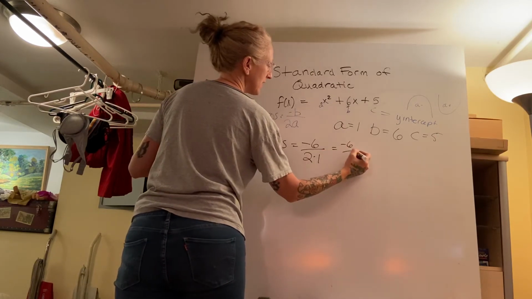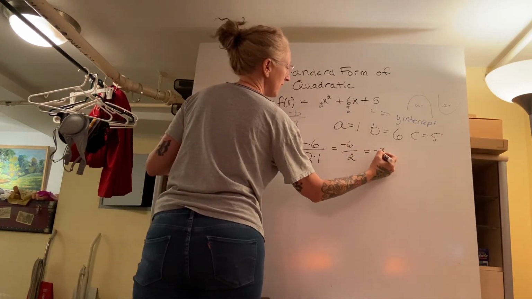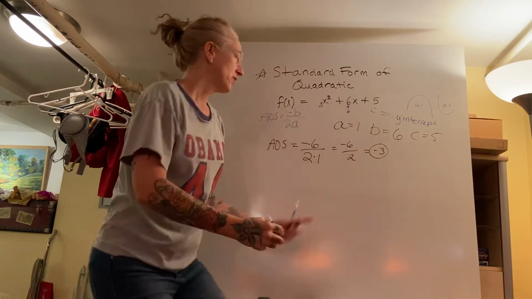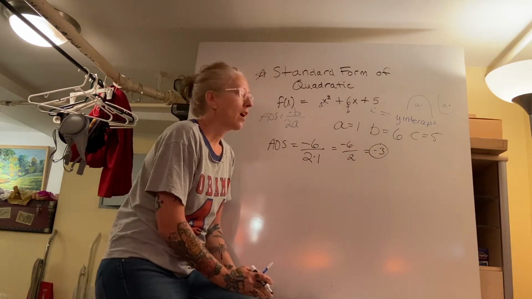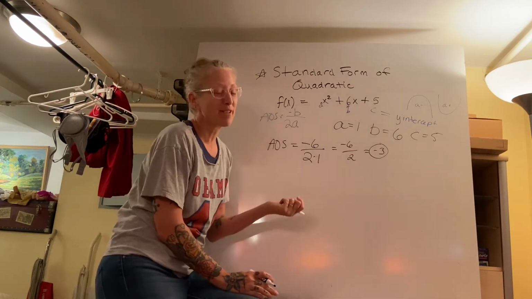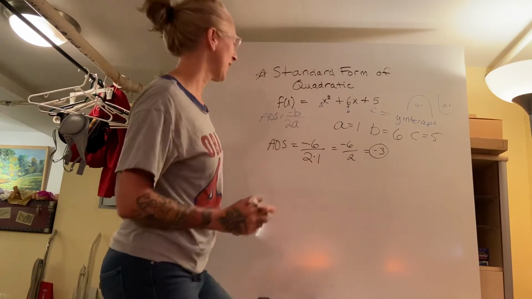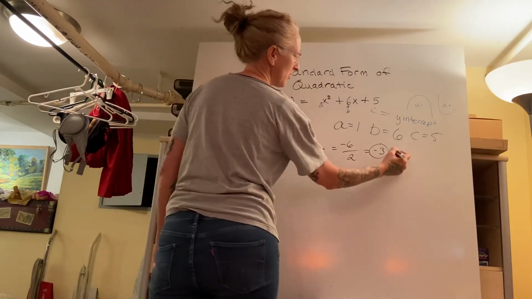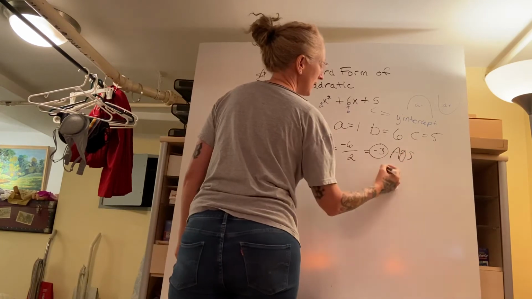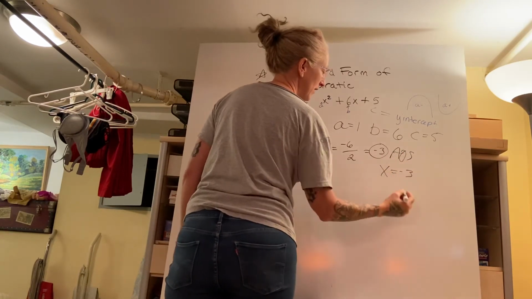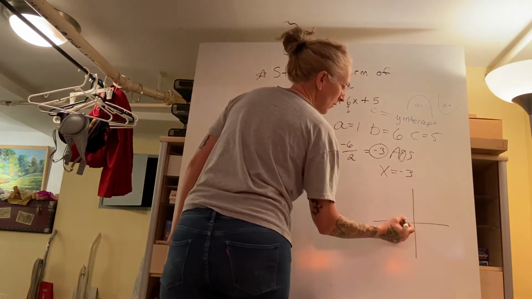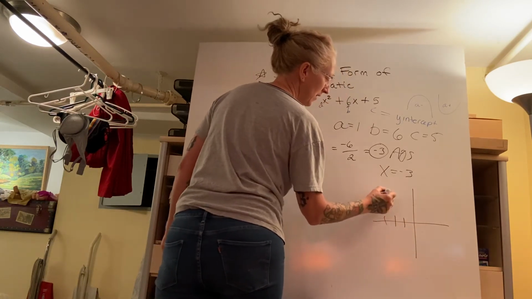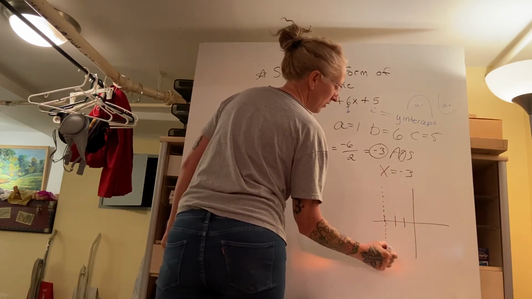So negative 6 divided by 2 is negative 3. So we've just figured out that our axis of symmetry is the same as our last one. That's kind of funny. All right, so our axis of symmetry is at negative 3. So that's our AOS, x equals negative 3. That means 1, 2, 3. That means our axis of symmetry is going to come right through here.